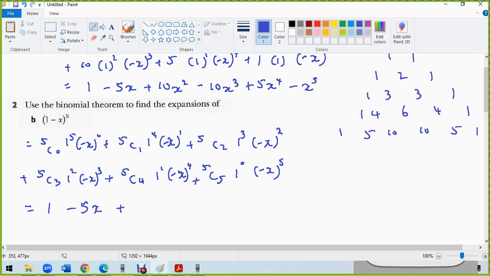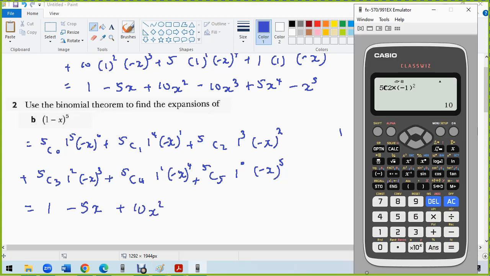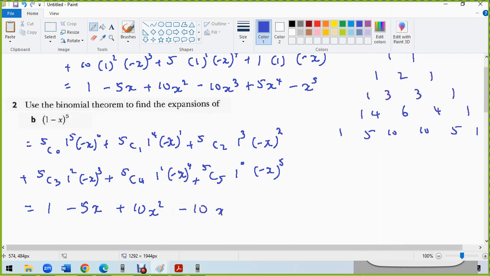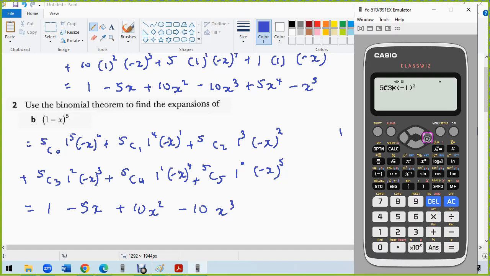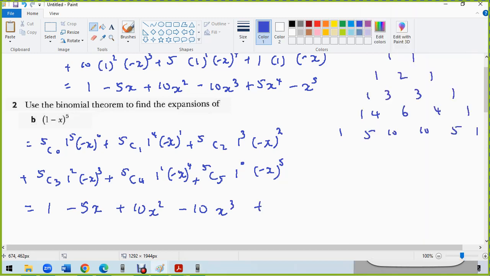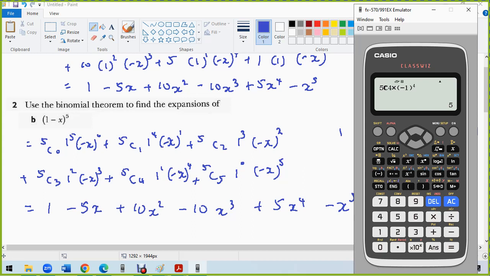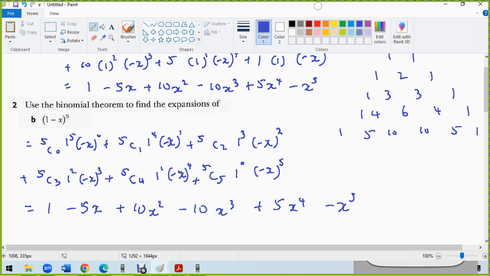So plus 10x squared. And then we have the 5C3 negative 1 to the power of 3 is minus 10x power 3. And then we have the 5C4 negative 1 to the power of 4, then it's 5 plus 5x power 4, and then minus x power 5. So 5C1 is actually 5, negative 1 to the power of 5 will be negative 1. So that is this one.